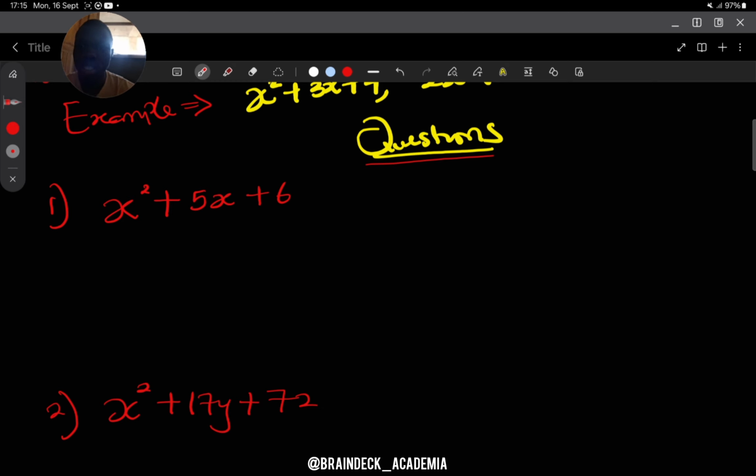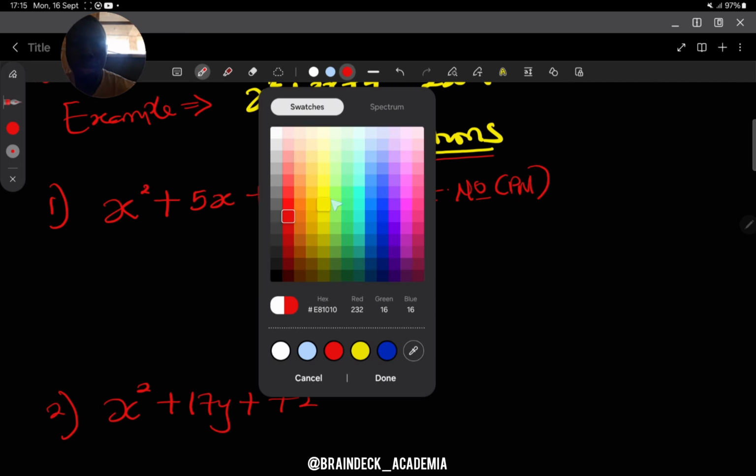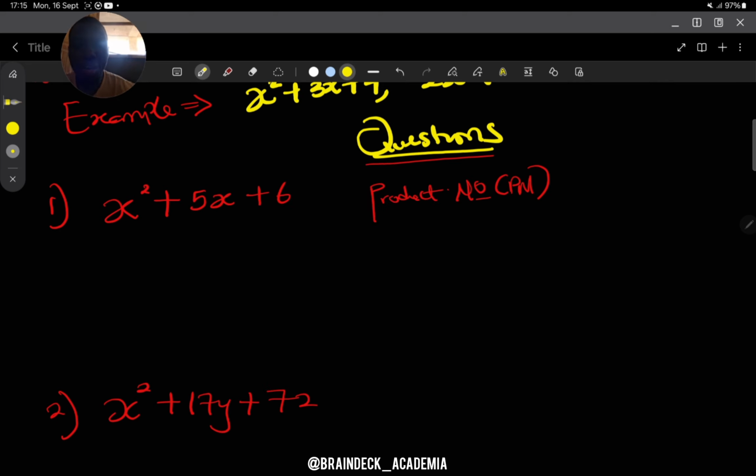So how do we factorize a quadratic expression? Now, looking at our question, we have x squared plus 5x plus 6. The first thing we need to do is to find what I call the product number. Let's call it Pn. Now, how do I find my Pn? My Pn is gotten by using the constant, which is plus 6, to multiply the x squared term here. So you say 6 times x squared, and that will give you a total of 6x squared.